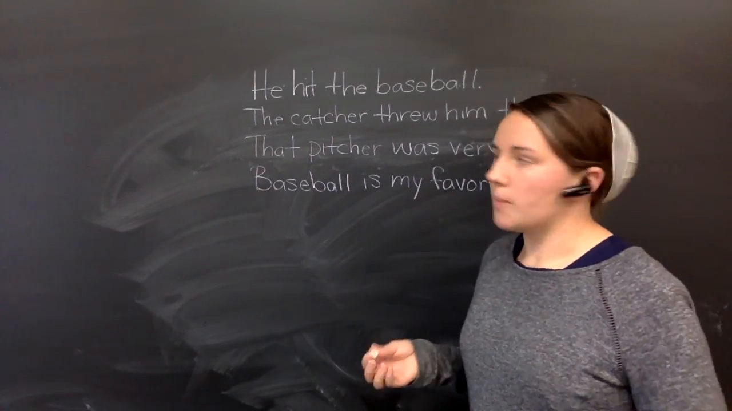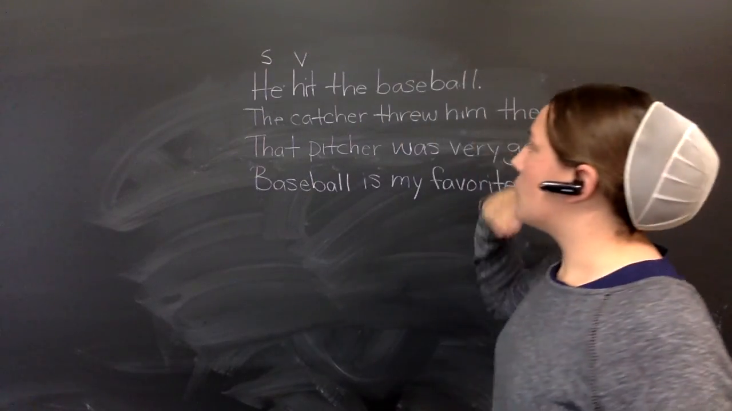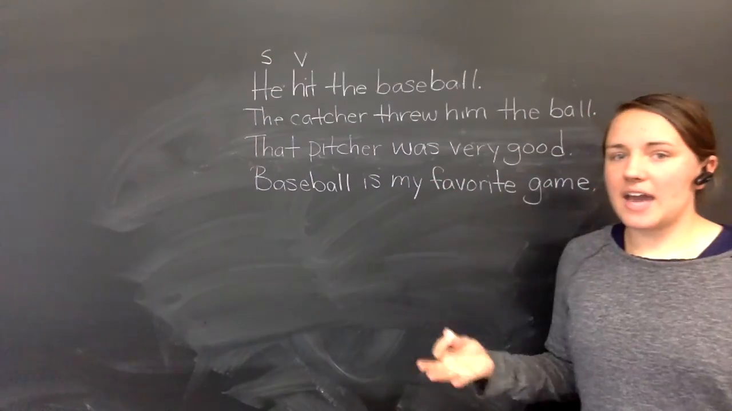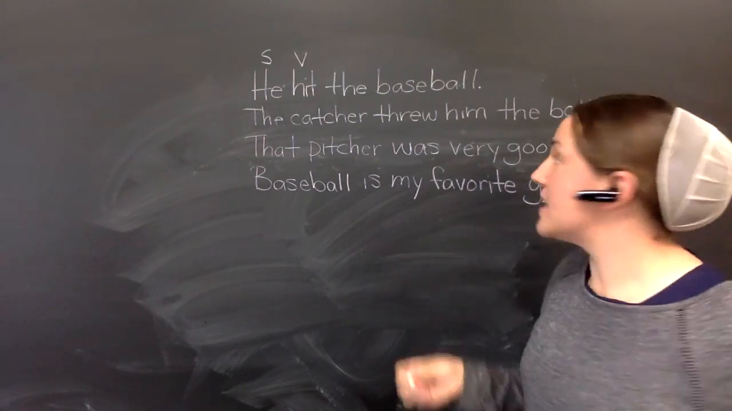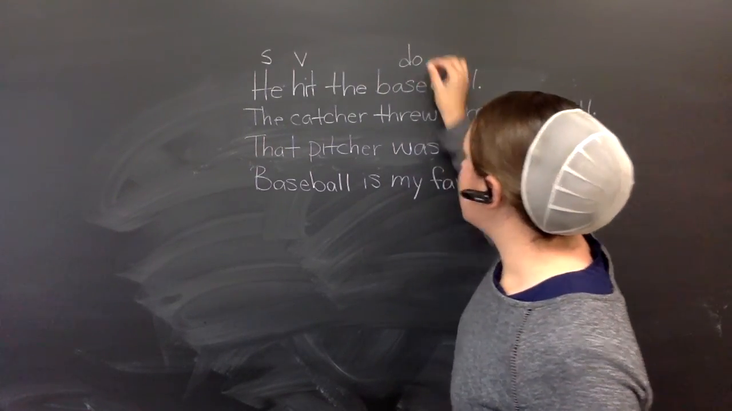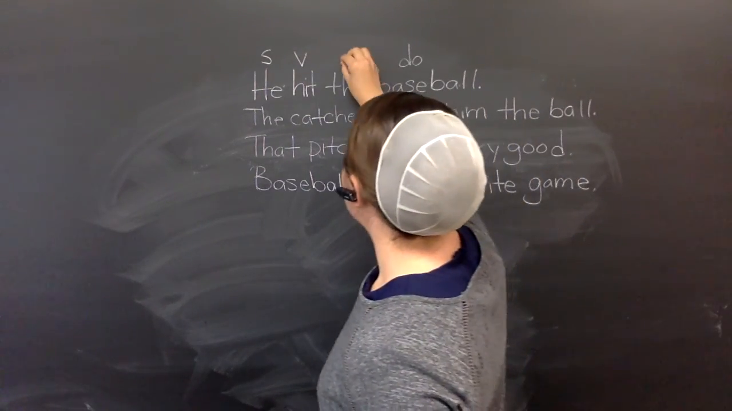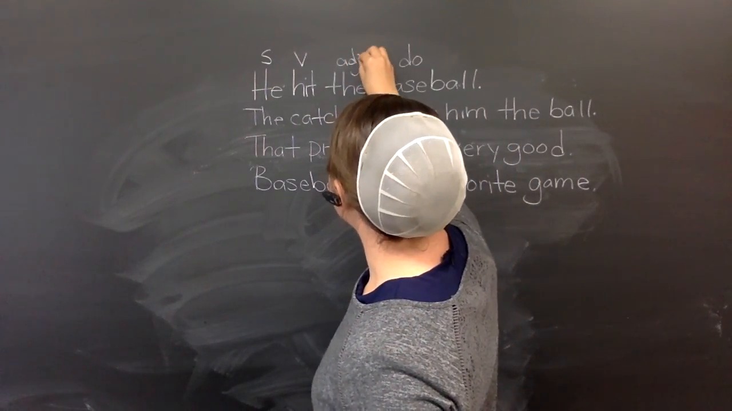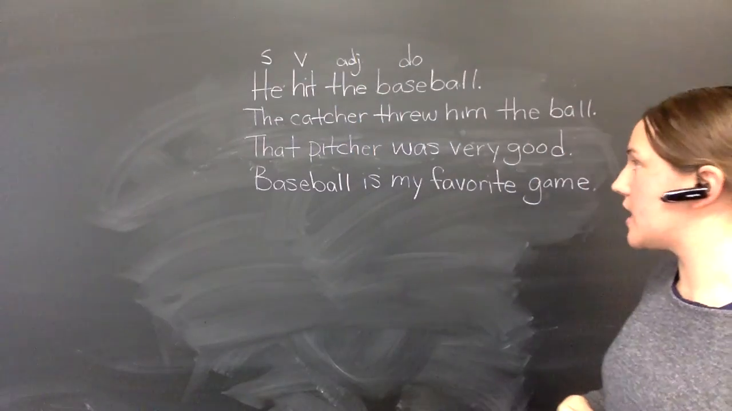So let's find our verb. Hit is our verb. He is our subject. Then we have the baseball. Now that we have an action verb, and baseball is saying what he hit, so that is our direct object. Now the is an article or an adjective describing baseball. So we can go ahead and write adjective above the. Now we should know how to get started diagramming.